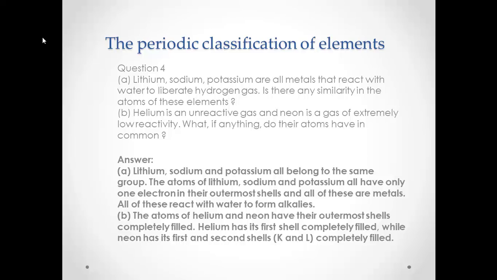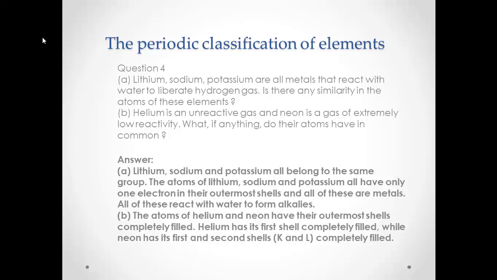Question number 4 is also having 2 parts. First part, lithium, sodium, potassium are all metals that react with water to liberate hydrogen gas. Is there any similarity in the atoms of these elements? So we know that lithium, sodium and potassium belong to the first group. They are called alkali metals, isn't it? As the number of outer electrons is 1 in all of them, they show similar chemical properties. Okay, all of them react with water to form alkalis. We know that. Okay, what's the second question?